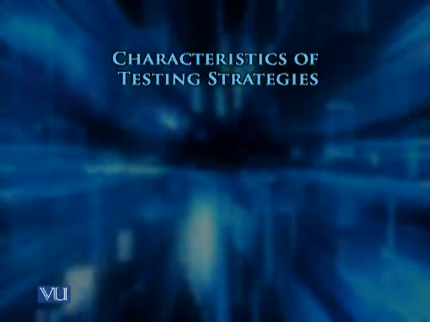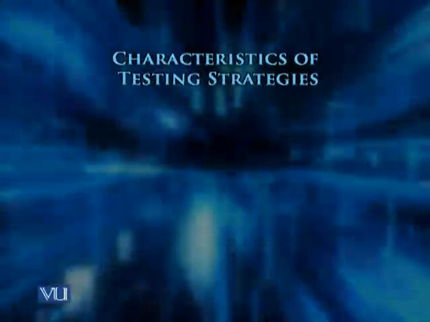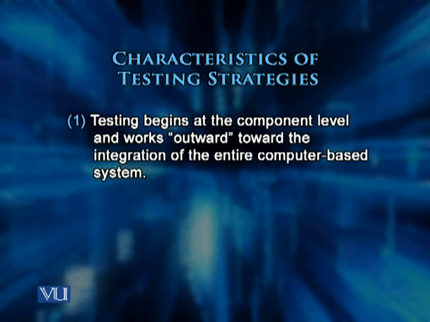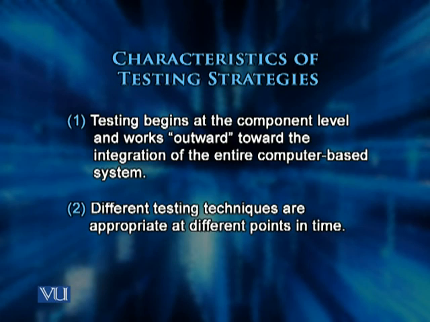Another area that we talked about was testing strategies. For an effective software testing process, we need to have a strategy that includes a combination of white box testing, black box testing, and also testing at different levels, like at unit level, at an integration level, and so forth. The characteristics of a good testing strategy include, number one, that the testing begins at the component level and works outward towards the integration and entire computer-based system. And we have talked about this concept in testing principles also. The second point is that different testing techniques are appropriate at different points in time. You cannot apply white box testing where black box testing is appropriate, and vice versa.